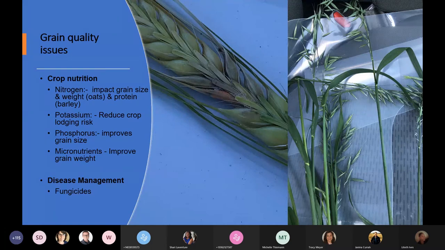If you're growing malt barley, you'll definitely be thinking of either going in at flag leaf and or head timing. But that again is going to be dependent on several factors. Next slide, please.